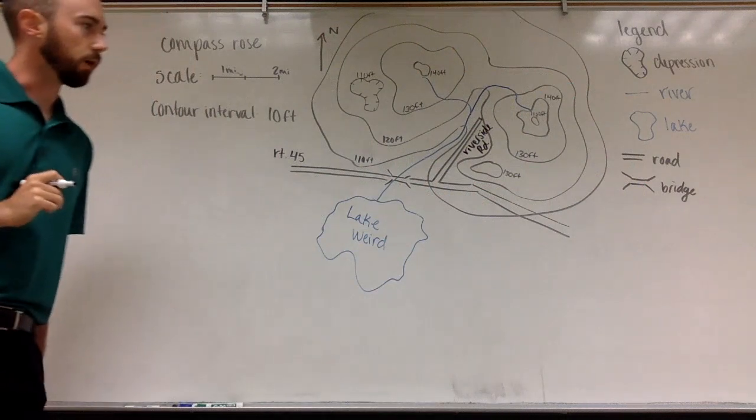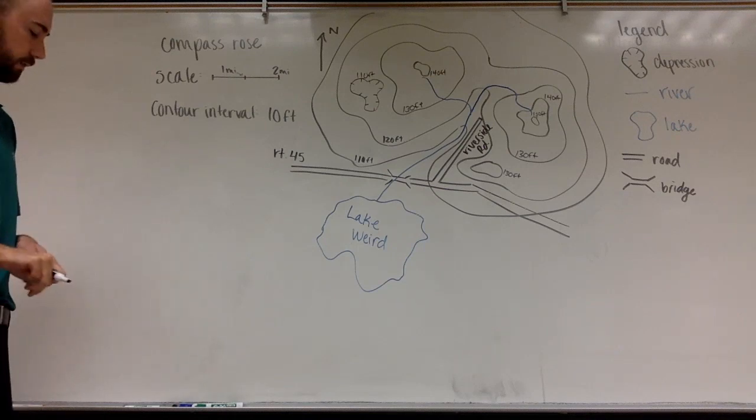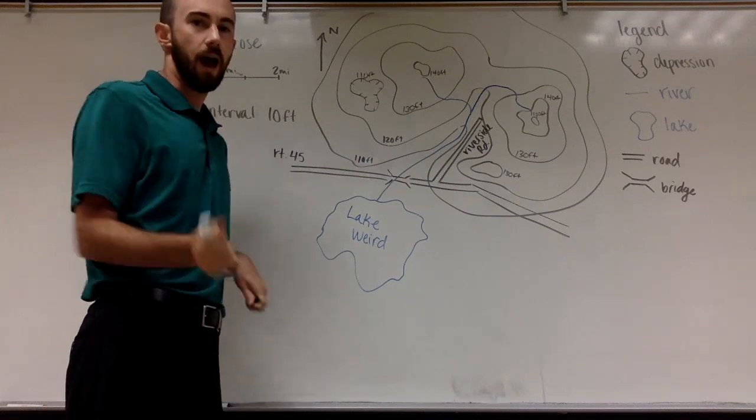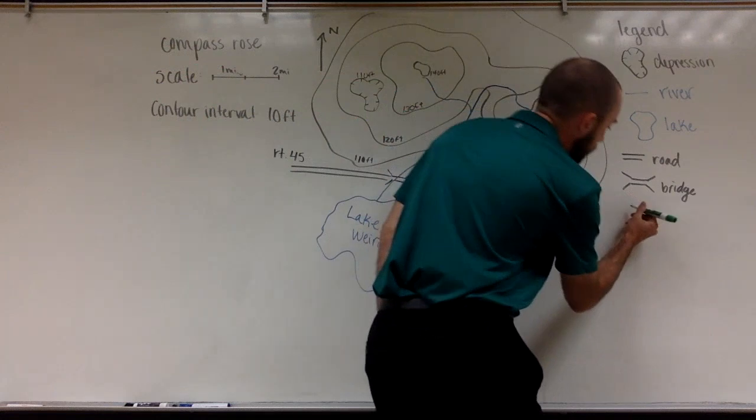Cool. Now we've got our roads. We got a bridge. That's a unique feature. And then let's say now we need to add in our buildings. For this, I'll do them in a different color. You guys can do them in the same color if you're doing it on a map. However you want to do it, as long as it's clearly legible in your legend.